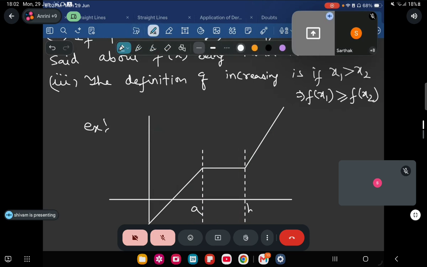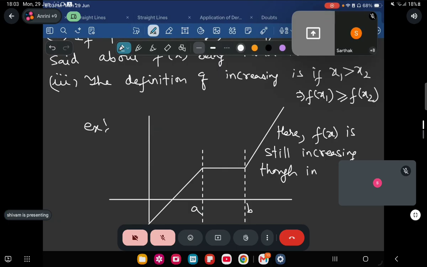Okay, this is a, b. Here f of x is still increasing, though it becomes horizontal in open interval a comma b.